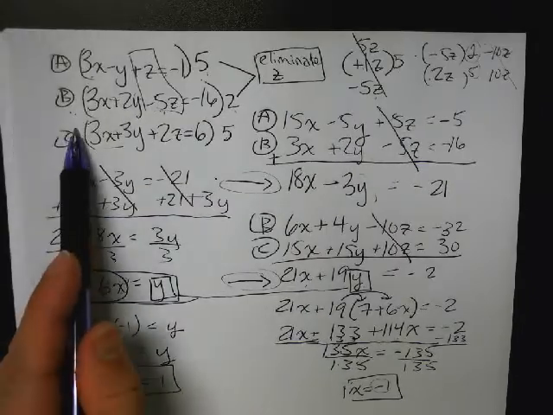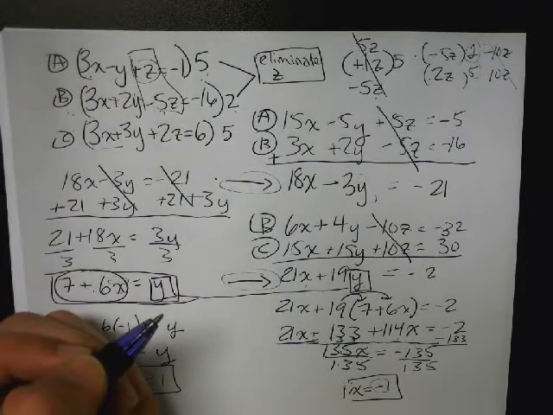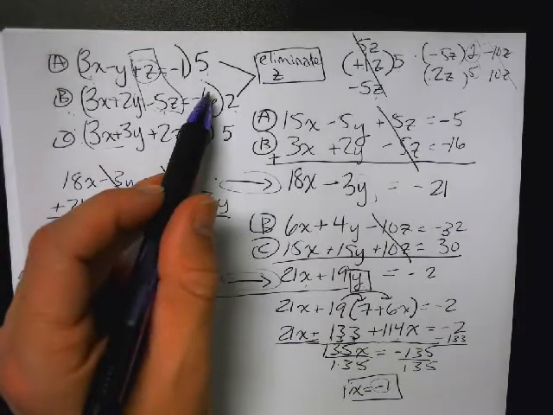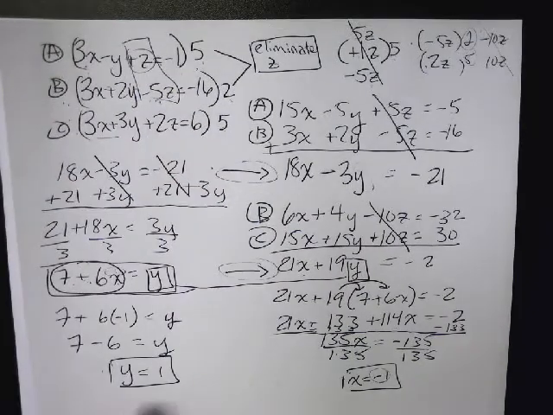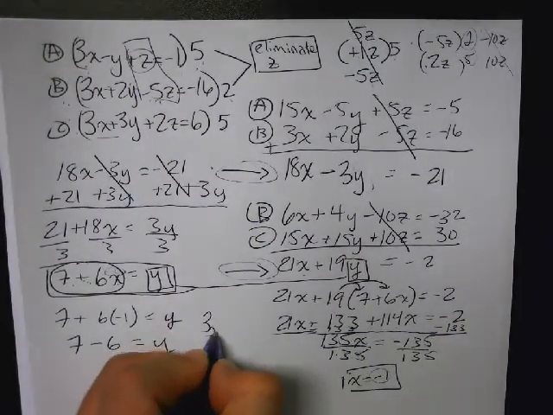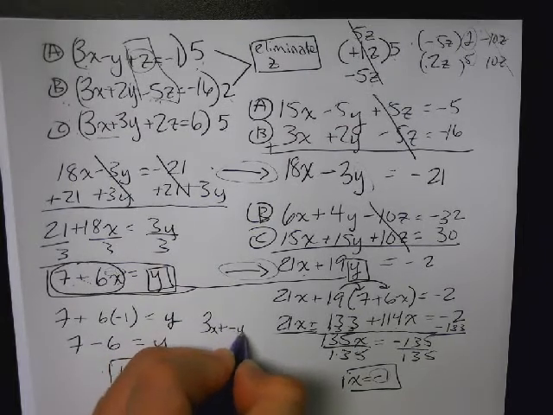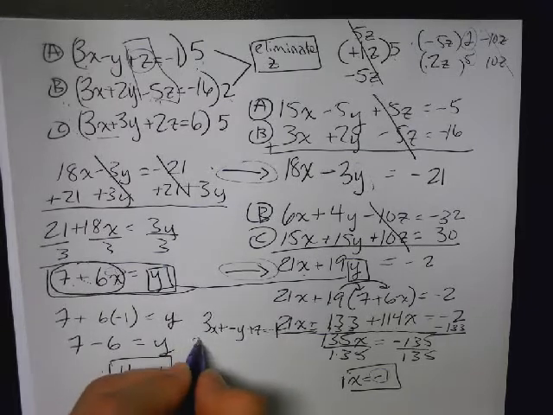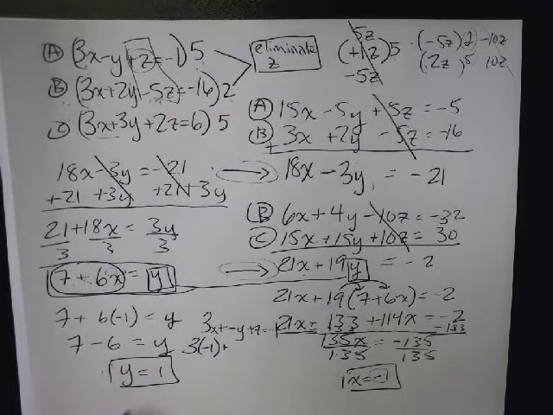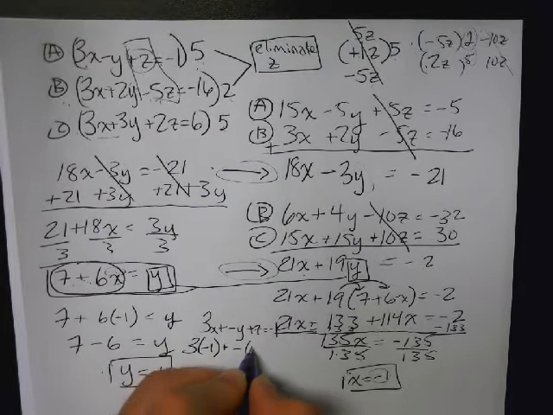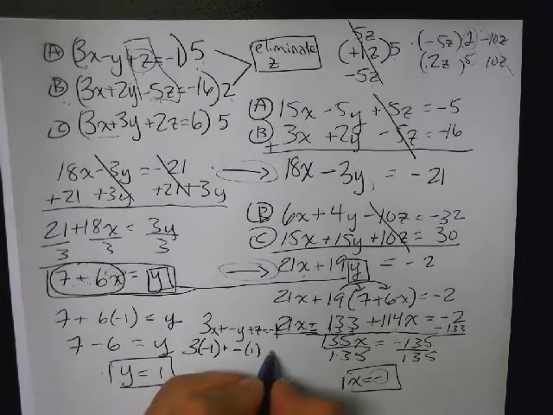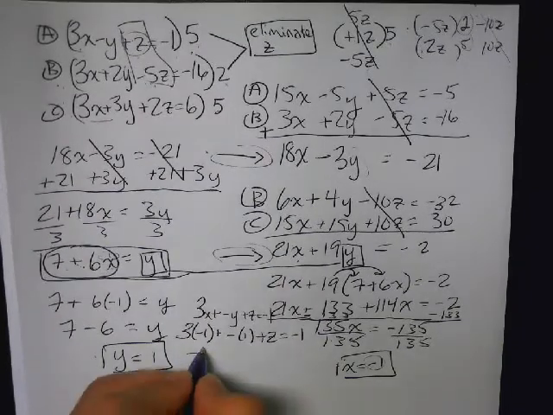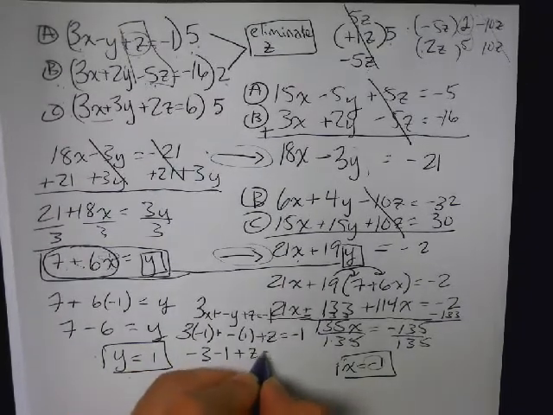Now that I know my x and y's, I can come back up here to any one of my original equations and get my z value. So I'm going to choose A. 3x minus y plus z is negative 1. So I'll have 3x plus negative y plus z is negative 1. 3 times negative 1 minus 1 plus z is negative 1. Negative 3 minus 1 plus z is negative 1.